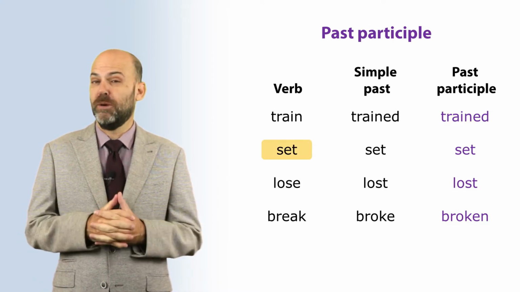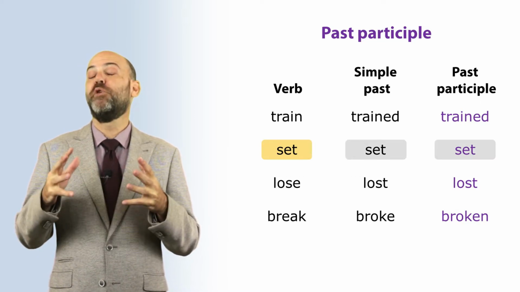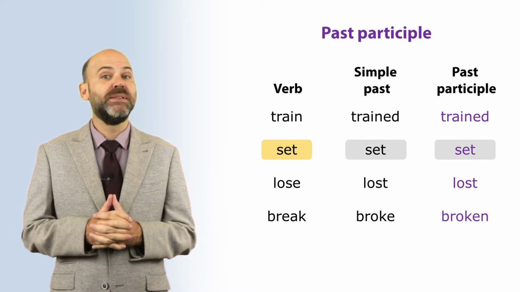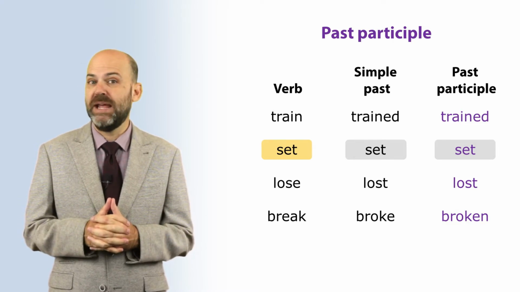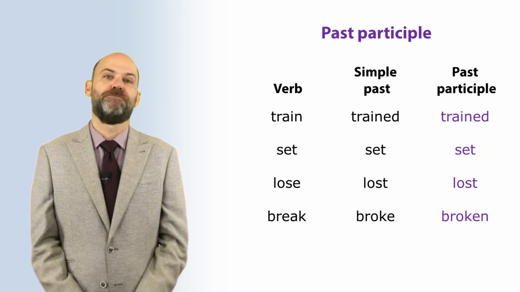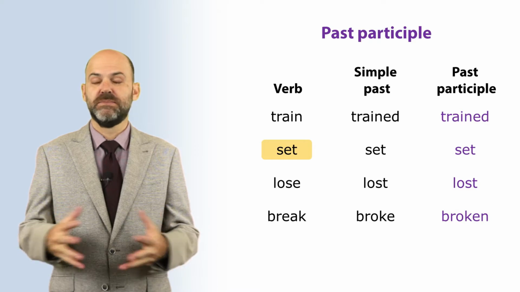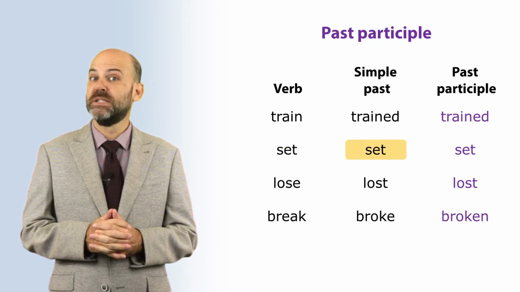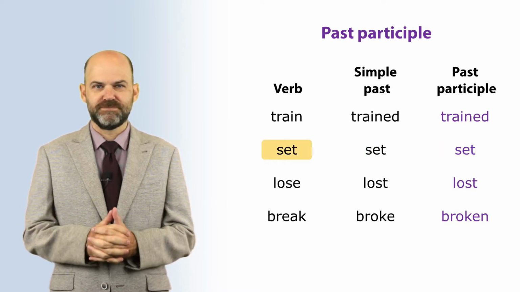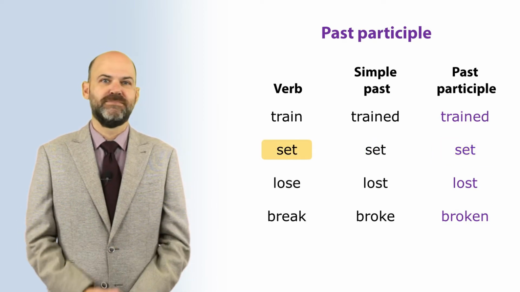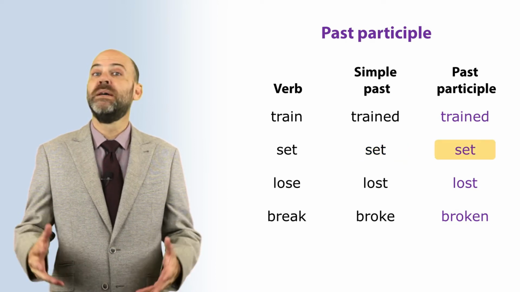The next verb, set, is an irregular verb. For the verb set, the simple past and past participle are the same as the base form. Repeat after me. Set, set, set, set, set, set.